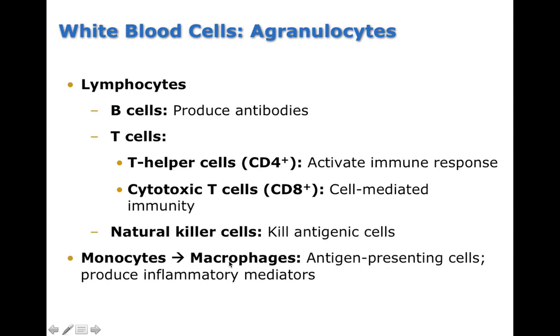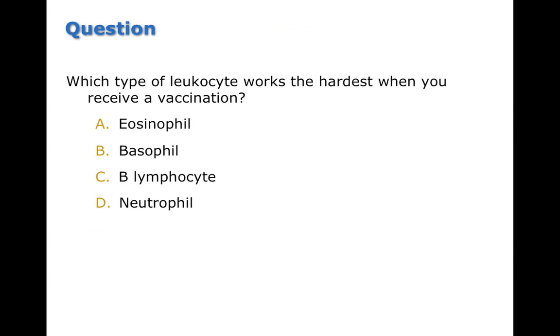Now, the monocytes are circulating macrophages. They're antigen-presenting cells, because after they engulf a foreign antigen, which could be on a microorganism, they can put this on their membranes and then present that to other immune cells, like the lymphocytes. Now, this question here asks, which type of leukocyte works the hardest when you receive a vaccination?